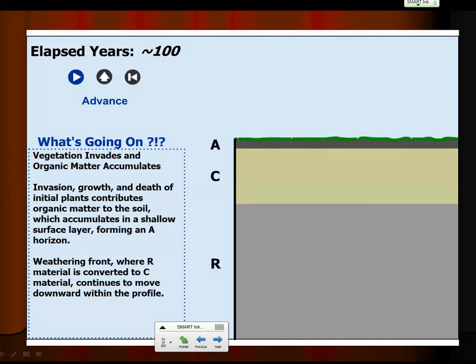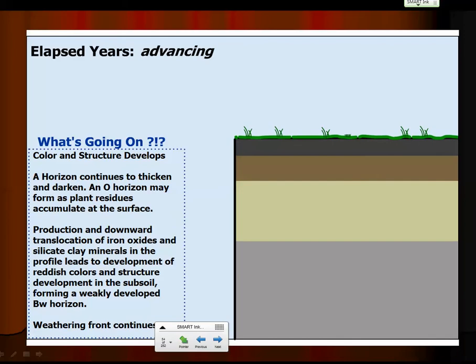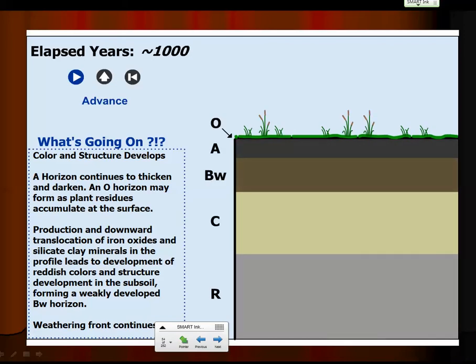Now vegetation is invading. Organic matter starts to accumulate. So our A horizon is getting a little bit thicker. It's forming there. You can see the grass on the surface or whatever vegetation is on the surface. Continuing on. Now we can see it's even getting thicker than that. We have an organic layer on the very top. That's our O horizon. Our A horizon is still getting thicker. And now we see our first B horizon. The B horizon right here in this brown. It's not allowing me to draw on this, but you get the idea.